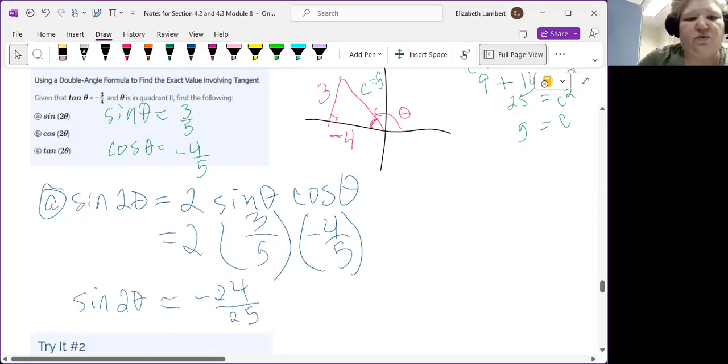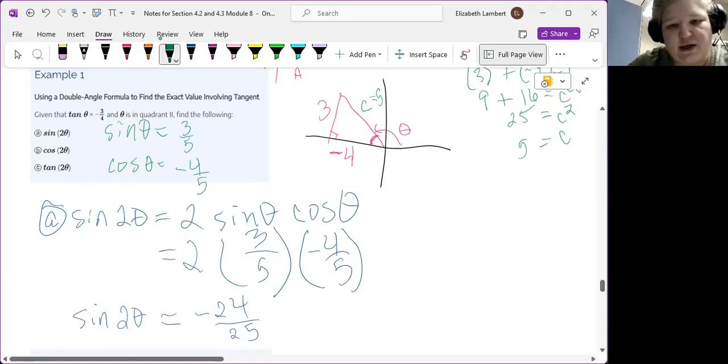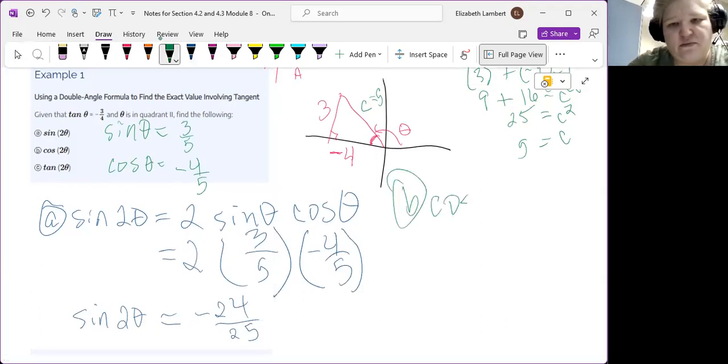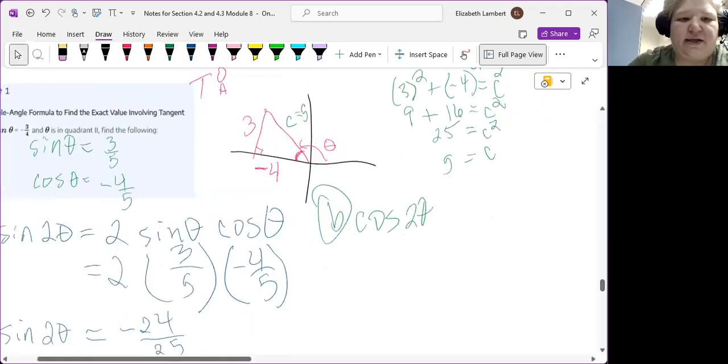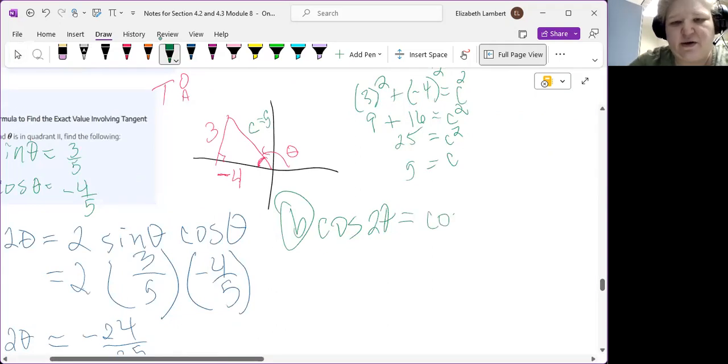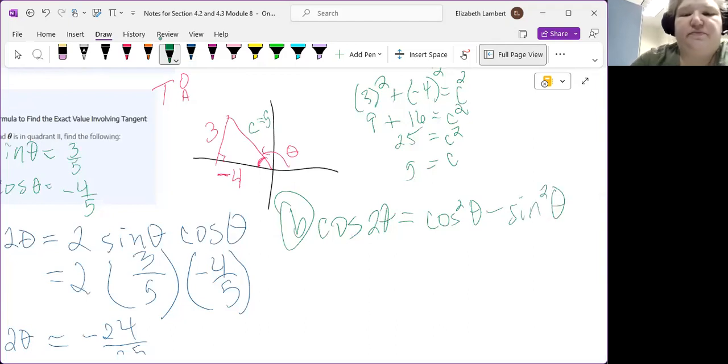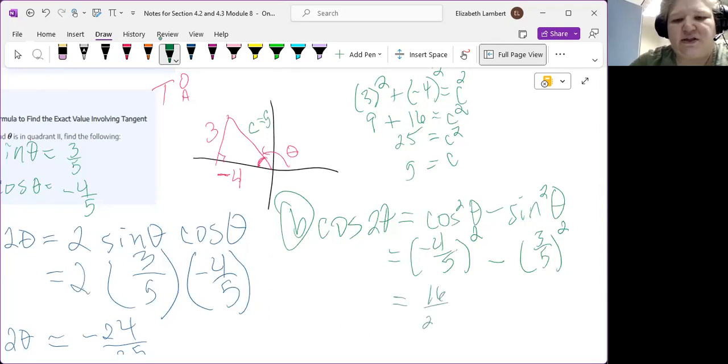All right, now we need to do our cosine 2 theta. So this is cosine squared minus sine squared. So negative 4/5 squared minus 3/5 squared. This is 16/25 minus 9/25 is 7/25. And that works out to be positive.